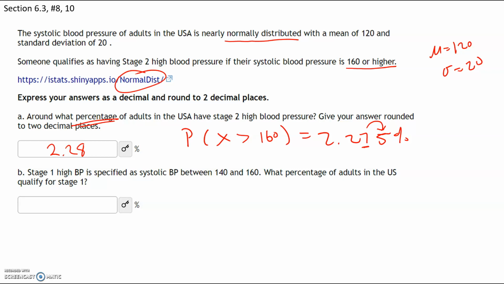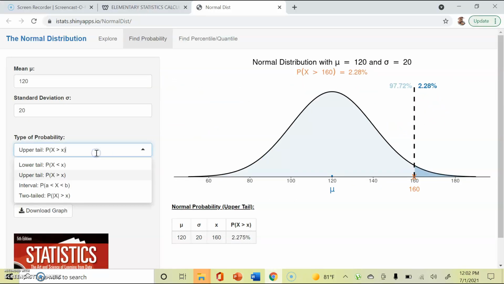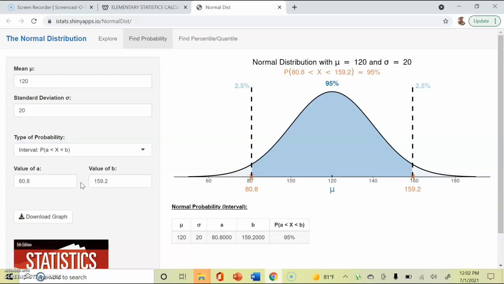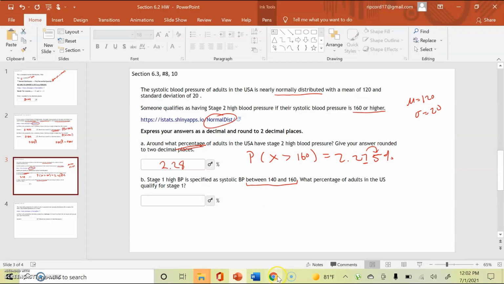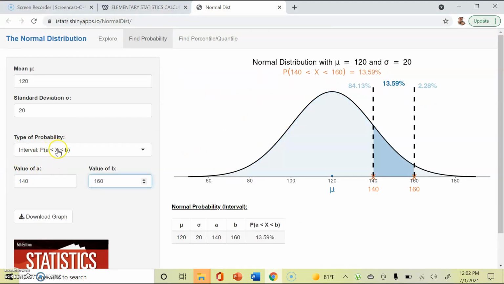Okay, stage 1 high blood pressure is specified as systolic blood pressure between 140 and 160. What percentage of adults in the US qualify for stage 1? Now, anytime it says between, our mean and standard deviation don't change. It's going to be 120 and 20. But for in between, you're going to choose an interval. So now you have a lower and an upper value. Our lower value is 140 and our upper value is 160. So we're going to choose 140 as a lower value, 160 as the upper value. Make sure you choose the interval anytime you have in between. And we get our percentage to be 13.59%.